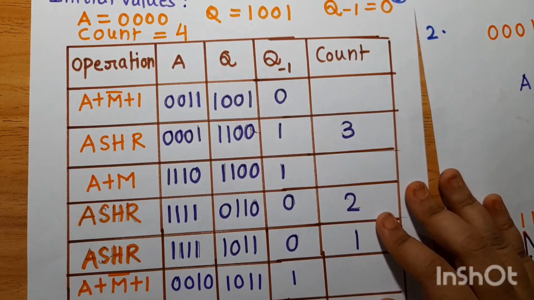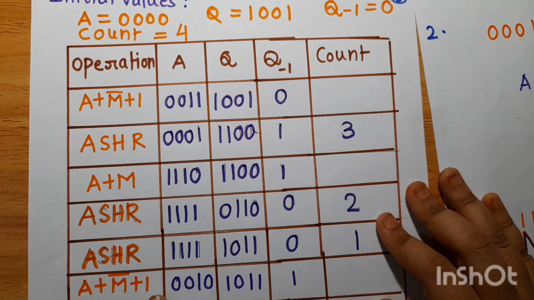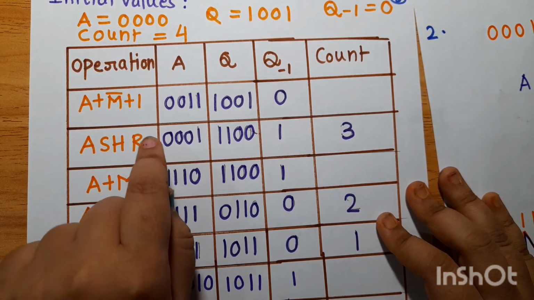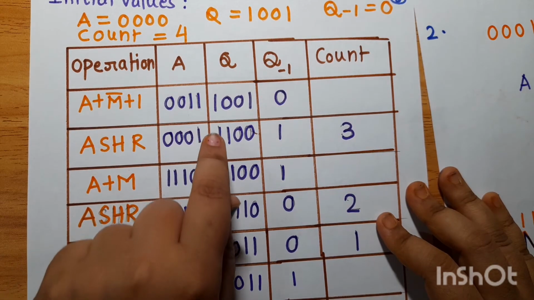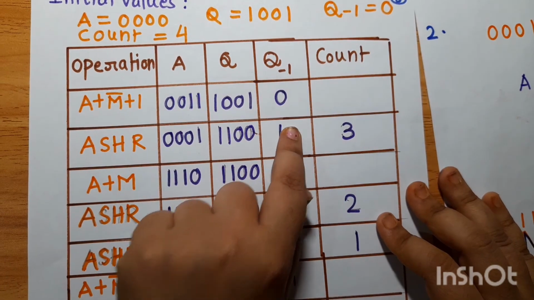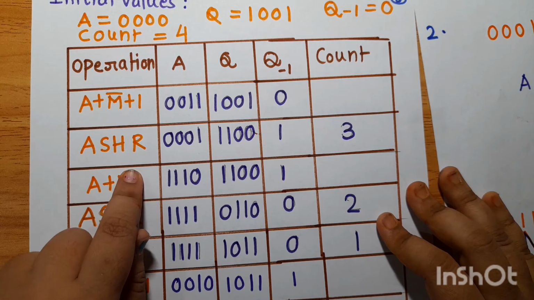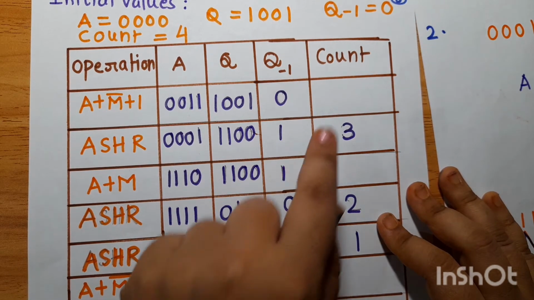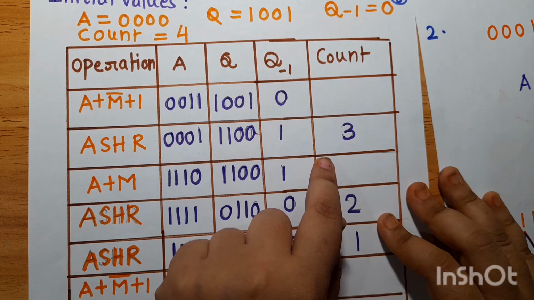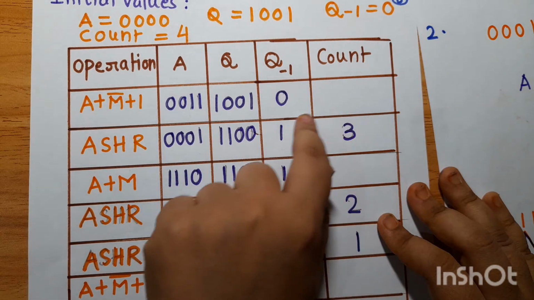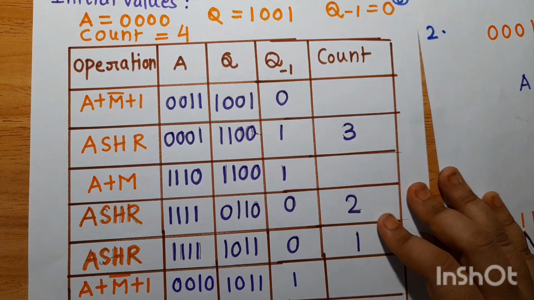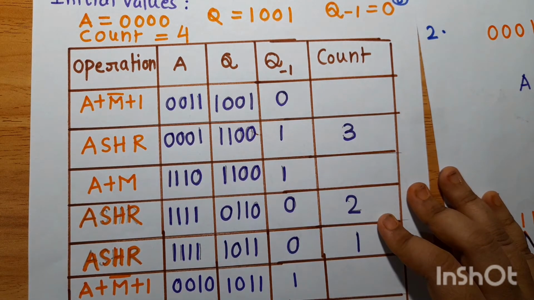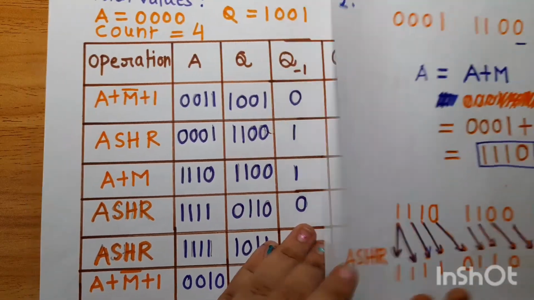So in the table, after the first loop run, A plus M bar plus 1 value was coming as 0 0 1 1 1 0 0 1 0, and arithmetic shift right was coming as 0 0 1 1 1 0 0 1. Count equal to count minus 1, we did, we got the value 3. 4 minus 1 is 3, so it is not 0. So again the loop will be run.